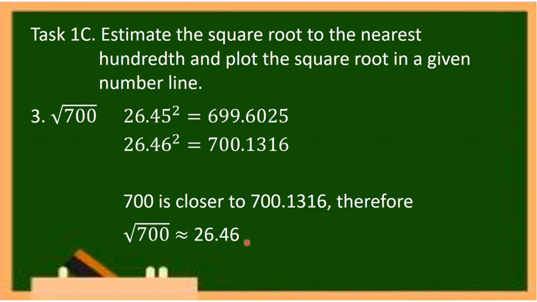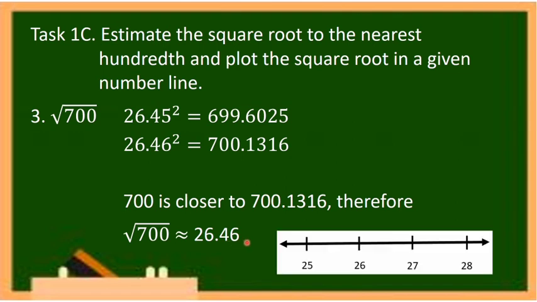The location of this on the number line is between 26 and 27, but it is closer to 26, before the middle of 26 and 27. So this will be the location of the square root of 700.